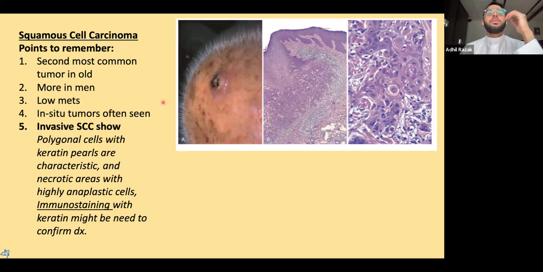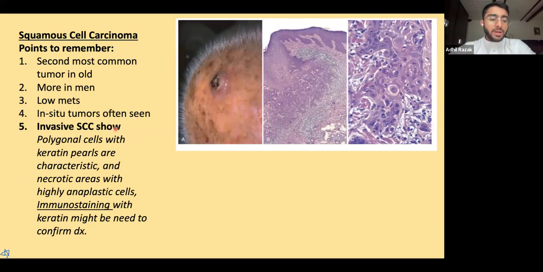So, and more often in older men, and there is a low risk of metastasis, which is a good thing. And you often see in situ tumors. In situ tumors basically means that it has not invaded the basal layer yet. So it has not broken through the skin itself, and it has not gone into the blood vessels, leading to metastasis.